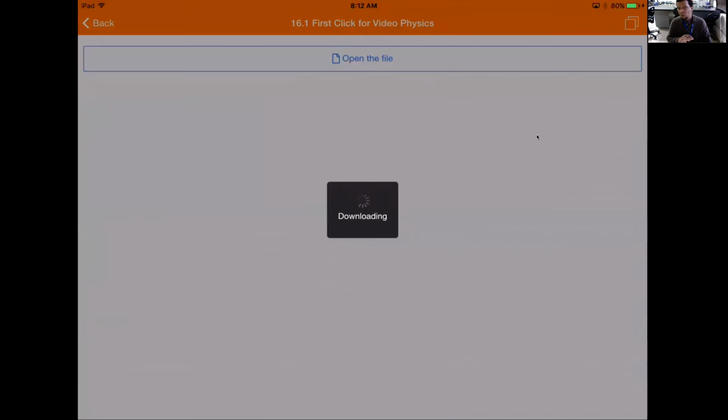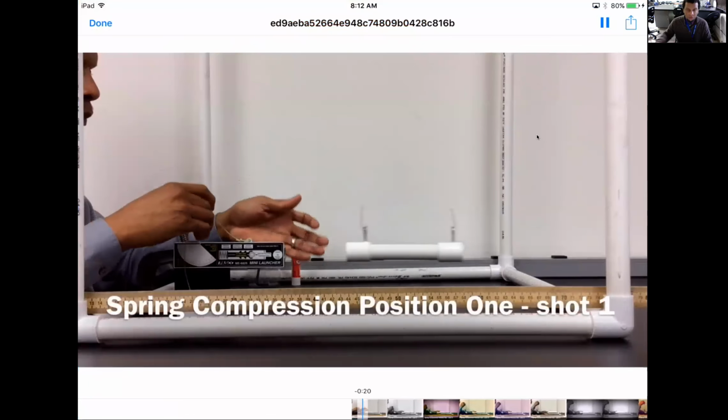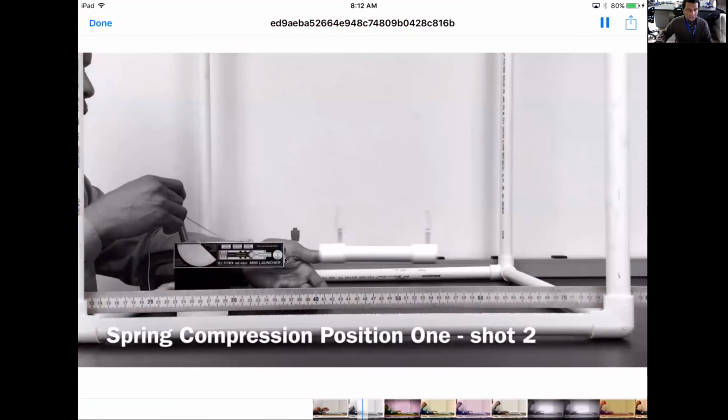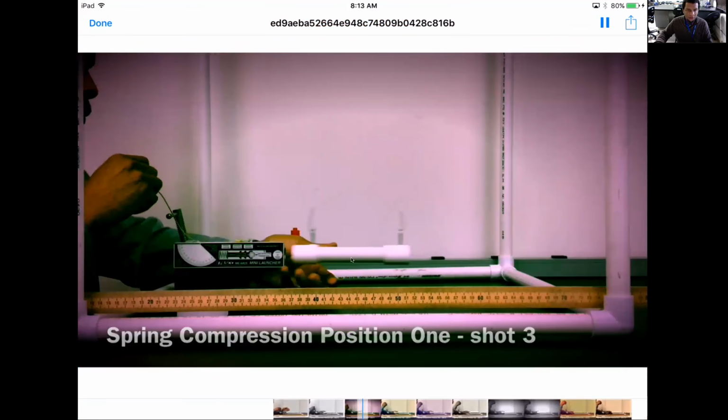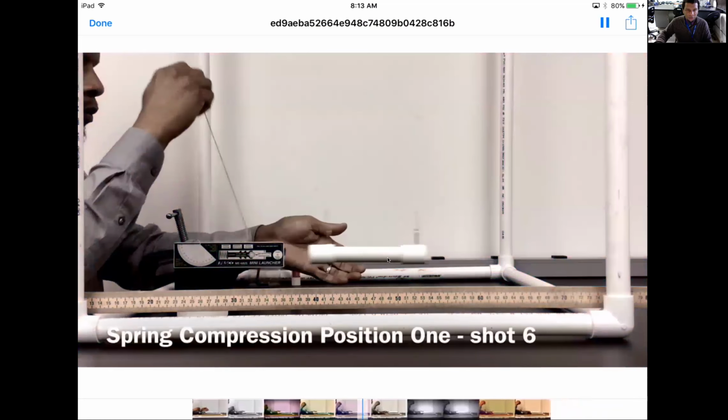Just going to open the file. I want to play it real quick for you, and then I'll take it in. So look at what's happening. This ball is being fired into this piece of PVC. I call this a ballistic pendulum.